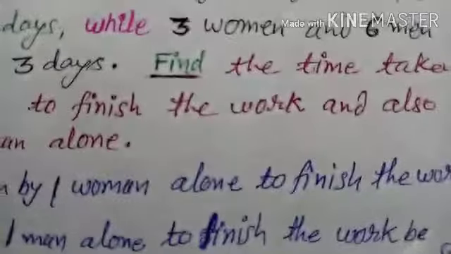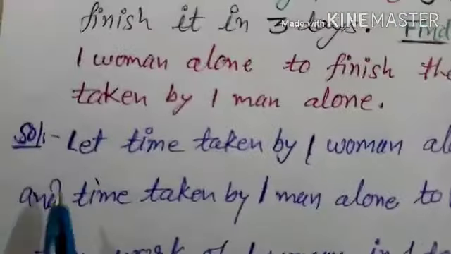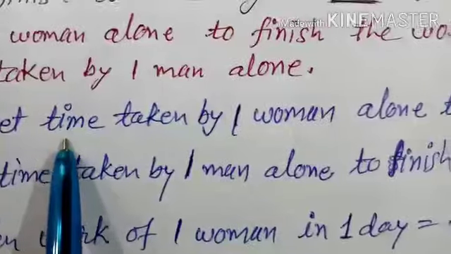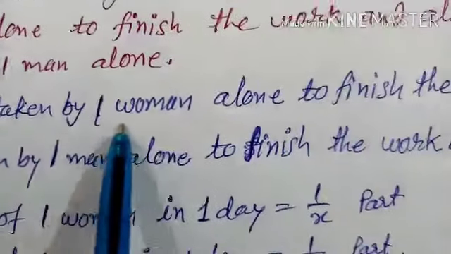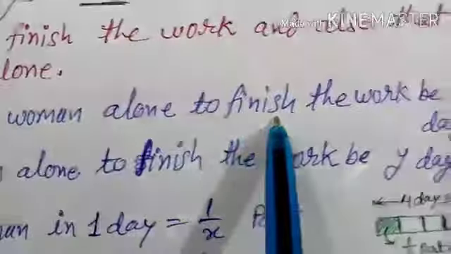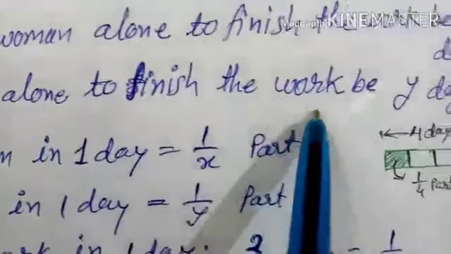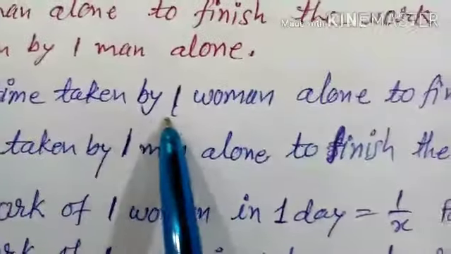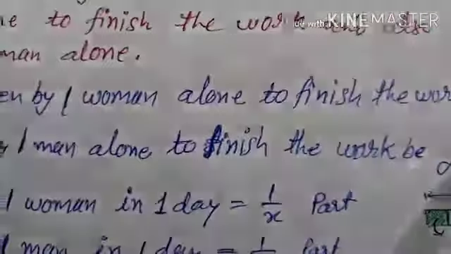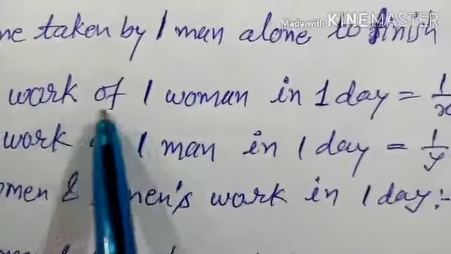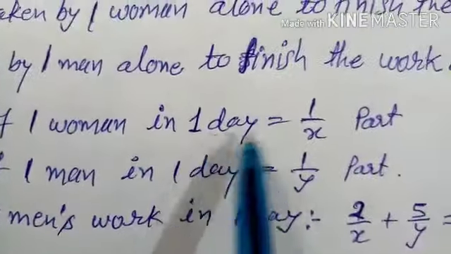The time taken by one woman alone to finish the work, suppose X days. So once again, let's see the solution. Let the time taken by one woman alone to finish the work be X days, and the time taken by one man alone to finish the work be Y days. Since a woman can finish the work in X days, the work of one woman in one day is only 1 upon X part.